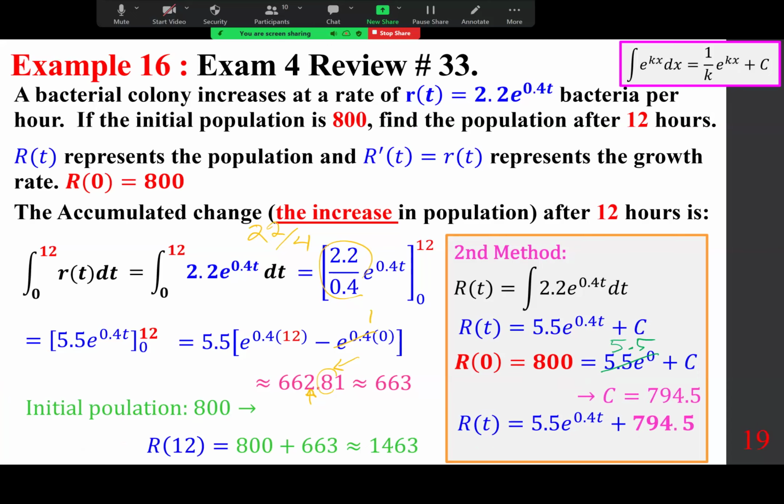So here's your function. Now, we want it after 12 hours. We plug in 12. After 10 hours, 10. After 20 hours, 20. So the advantage of this is that you don't have to go through this process again. You just do it once. And if it has several parts, you can do it in one shot. It's pretty straightforward, everybody.